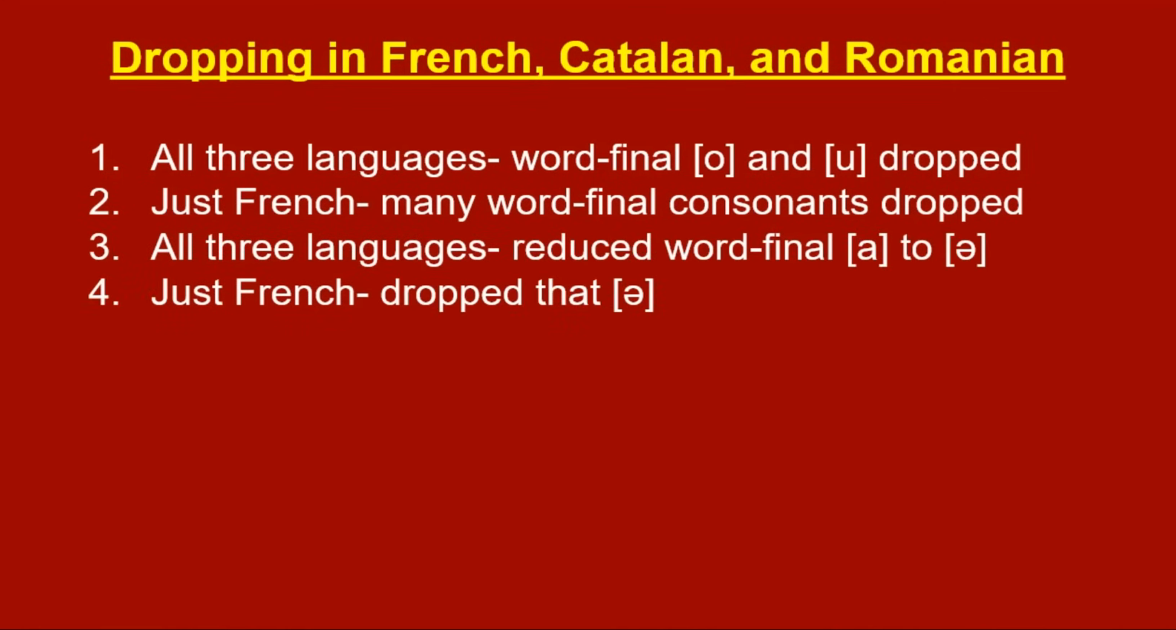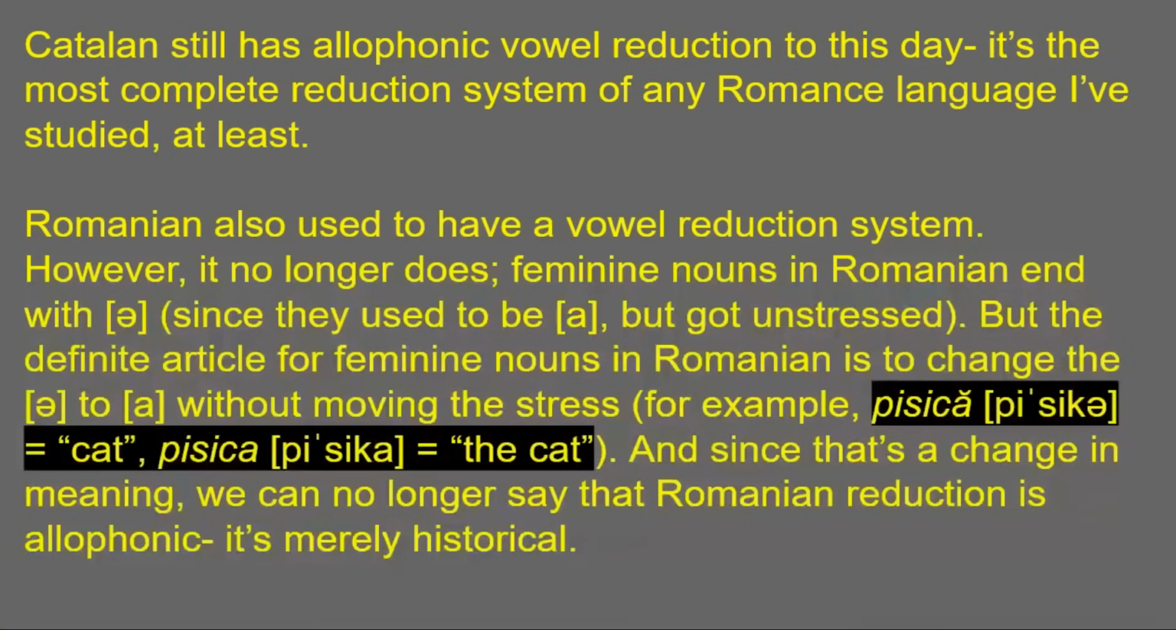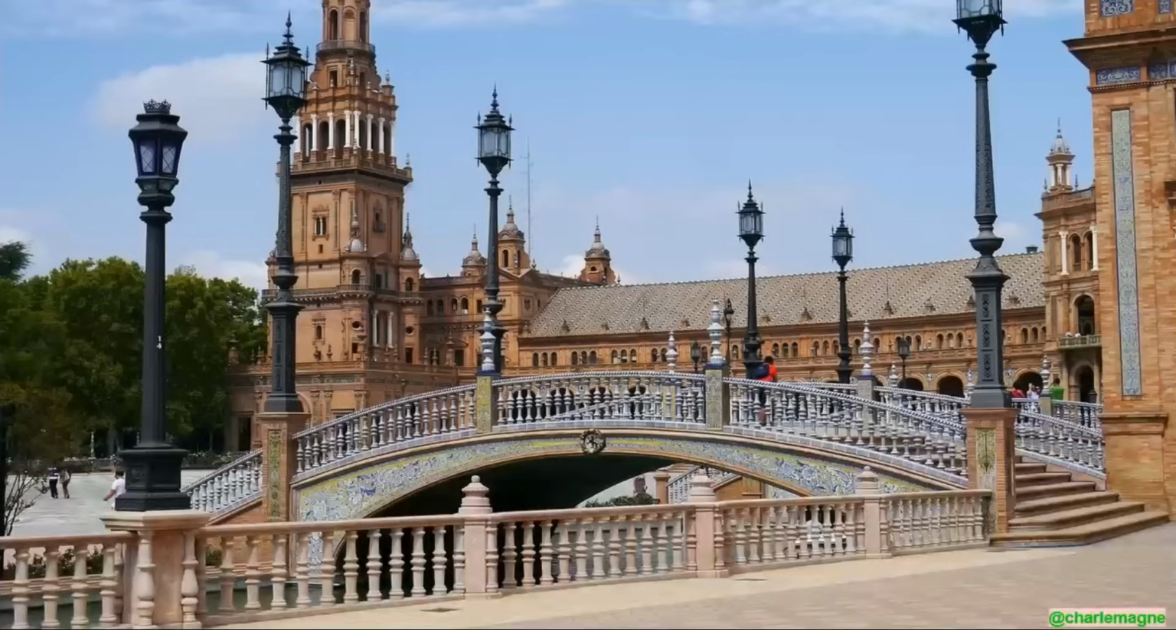This whole process will become relevant when we talk about Romance grammatical evolution in a future video, but it should be mentioned that Catalan and Romanian also did vowel reduction to their as. In Catalan, it's still fully allophonic today, while in Romanian, the reduced vowel has now become phonemic due to their article system of all things. So that's it. That's a general summary of how sounds evolved in the Romance languages.